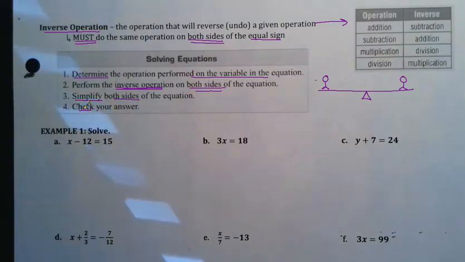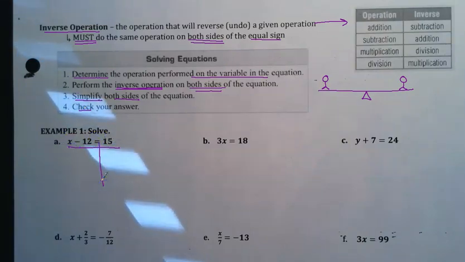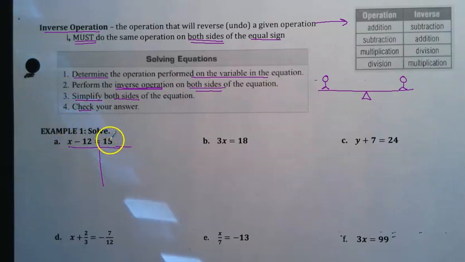All right, so example one, we're going to get started. I'm going to draw a line here to help us think that this is like our teeter-totter. The sides look a little different there, but that's okay. We have x minus 12 equals 15. It said determine what's being done. Well, subtraction is what's being performed. We're subtracting 12. We need to do the inverse, so we're going to add 12 to both sides. When we do that, x minus 12 plus 12, the minus 12 plus 12 cancels out, so we're just left with x. And now 15 plus 12 is 27.